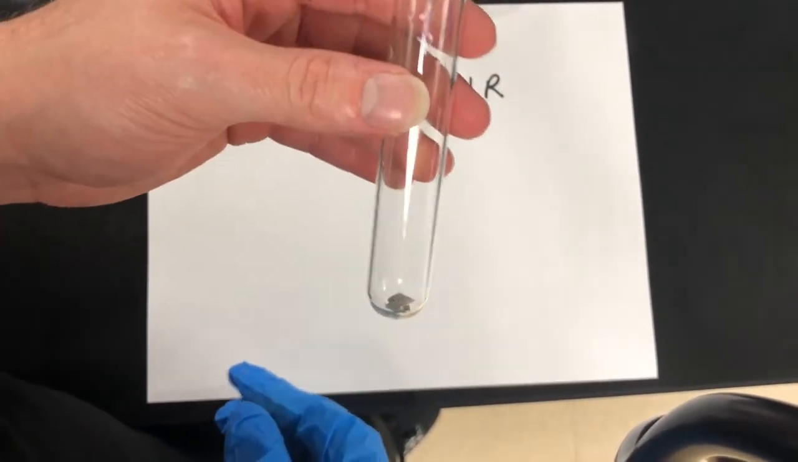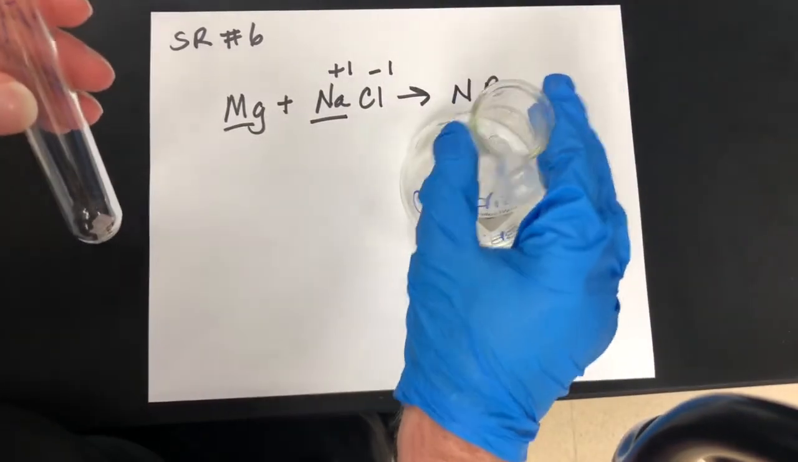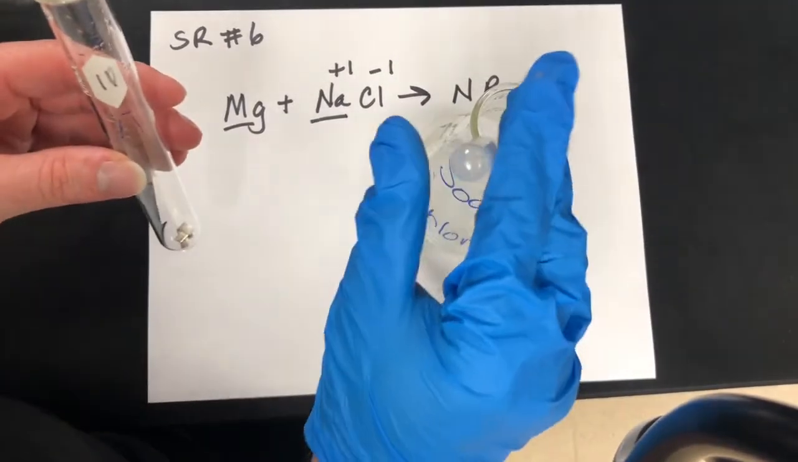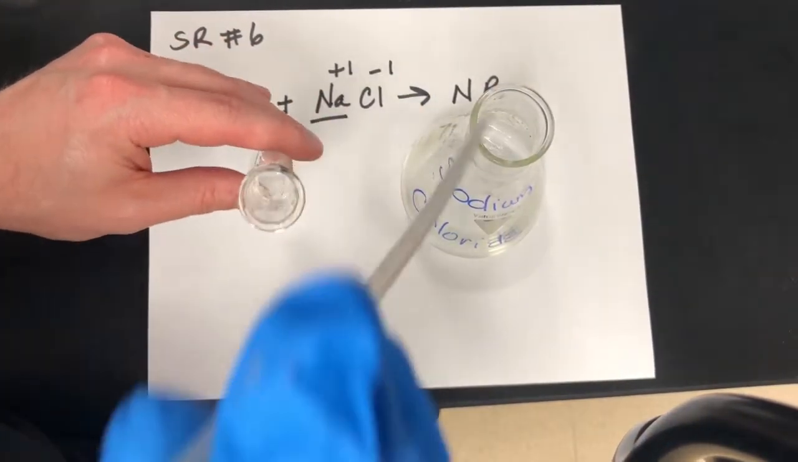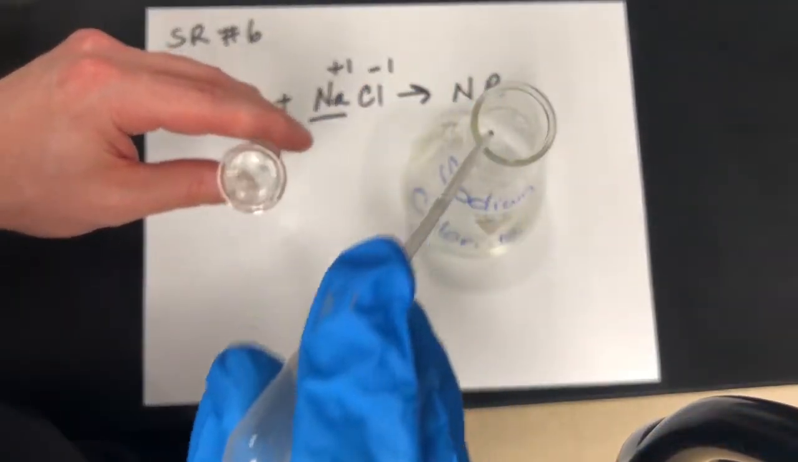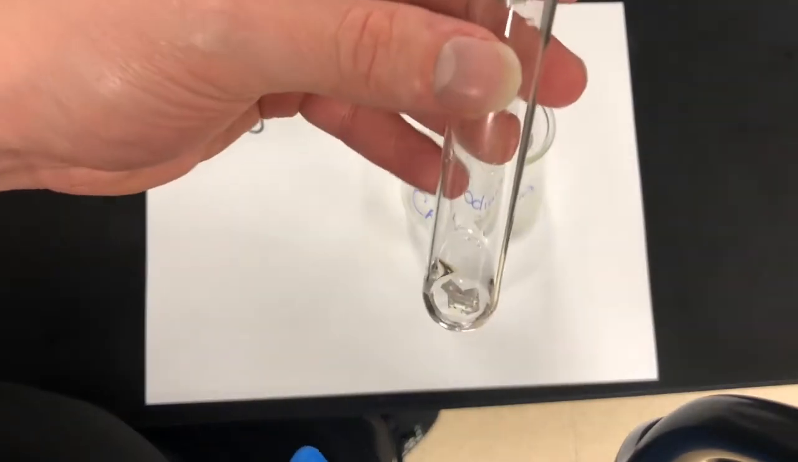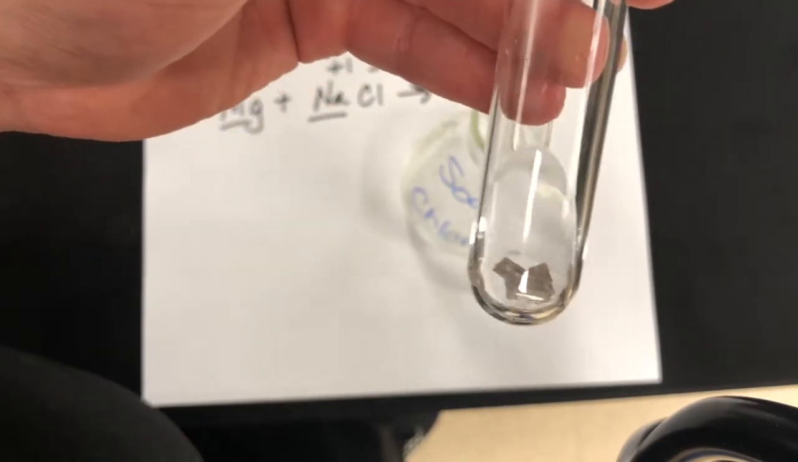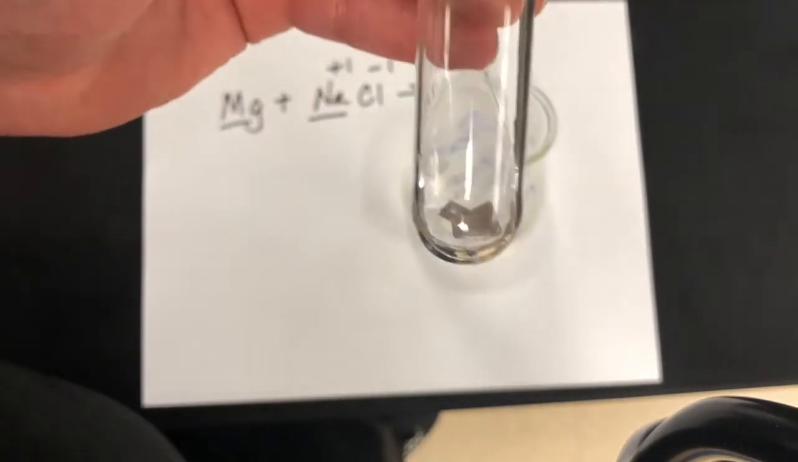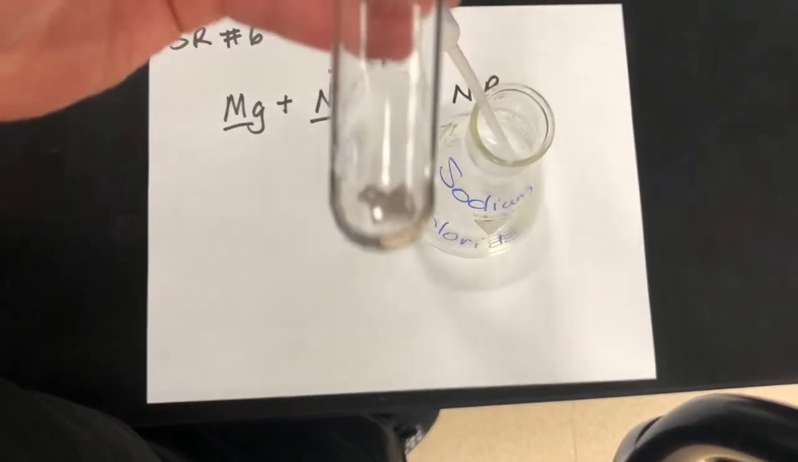Okay, so put some magnesium in a test tube, and we're looking at magnesium plus sodium chloride. So our sodium chloride solution is clear. Okay, so I'm going to put a few squirts in it just to make sure something's not going to happen. Okay, so if I'm looking at it, nothing happens. So our thought of no reaction is actually true. And we'll come back and do single replacement reaction number 7.